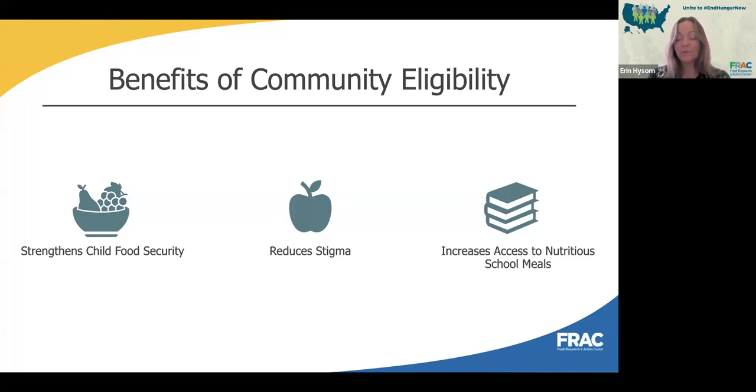When schools adopt the community eligibility provision, when they offer school meals to all children at no cost, they are increasing students' access to these nutritious meals and all of the benefits that school meals bring to the child.